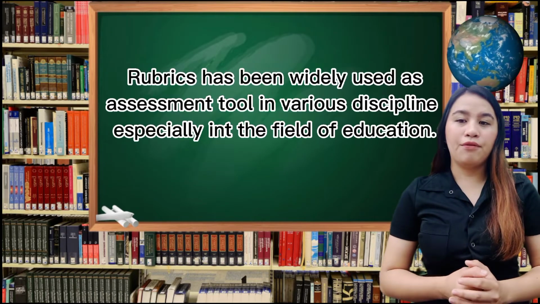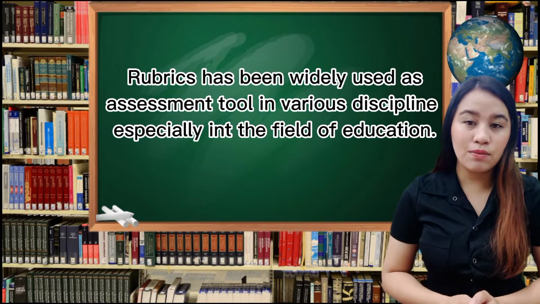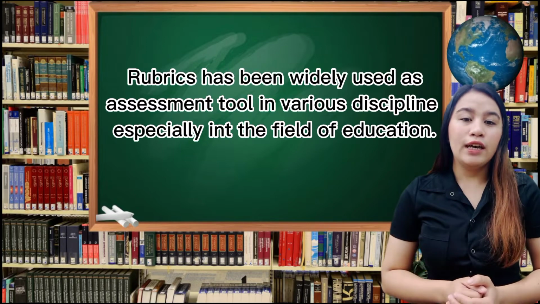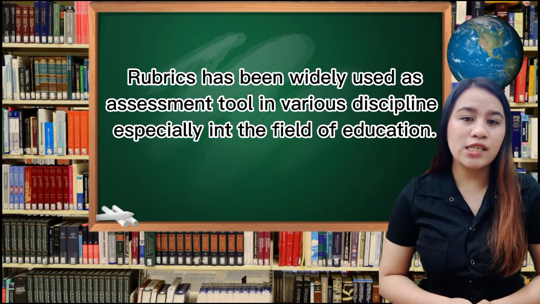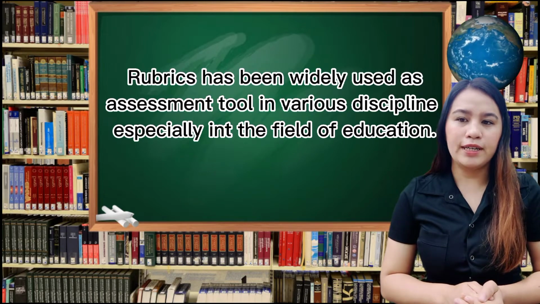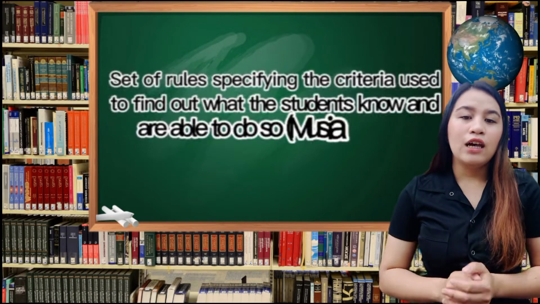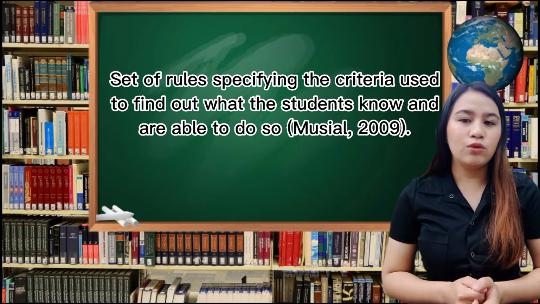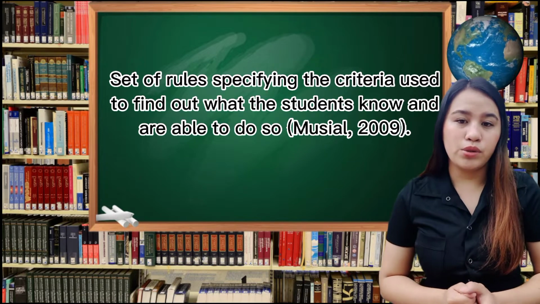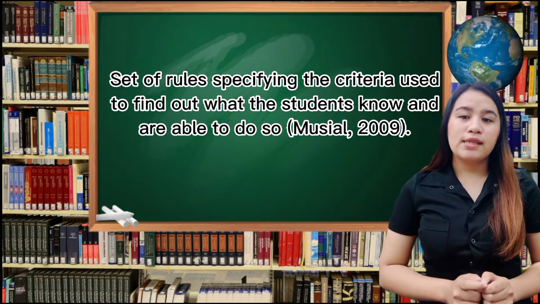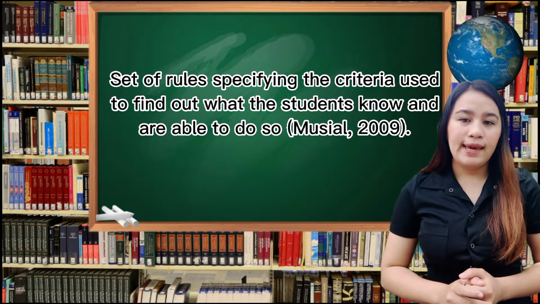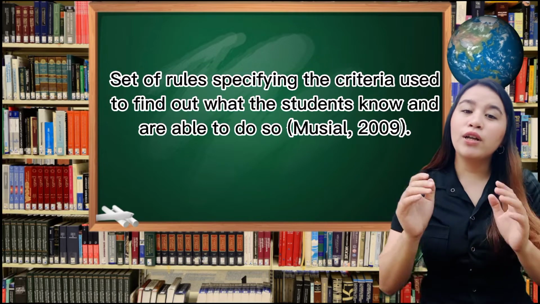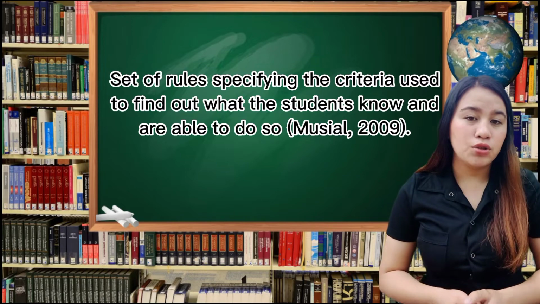Nowadays, rubrics have been widely used as an assessment tool in various disciplines, and most especially in the field of education. So different authorities defined what rubrics are. According to Mueller 2009, a rubric is a set of specifying criteria that is used to find out what students know and are able to do. This statement clearly defines that a rubric is a criteria where you score the performance of your students to find out what they know and what they are able to do.